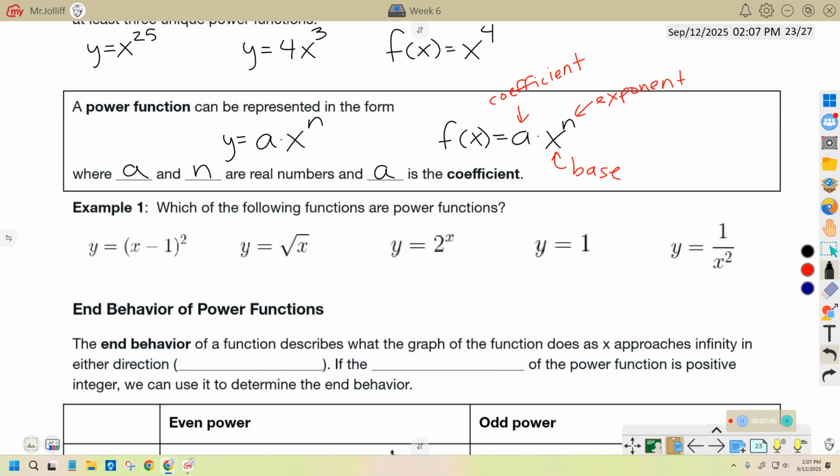What does this example y equals x minus 1 squared have that none of the other examples had? Parentheses and a minus. Yeah. So this guy is not a power function. Power functions should not have any addition or subtraction in them. Only multiplication and division, which is related to multiplication. Good. Okay. Next one. y equals square root of x. Power function, not a power function.